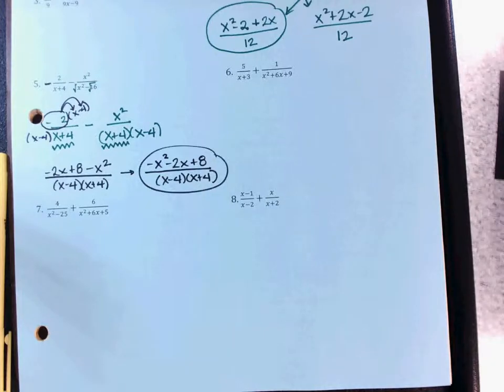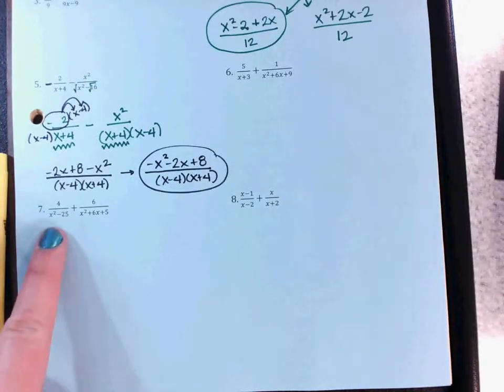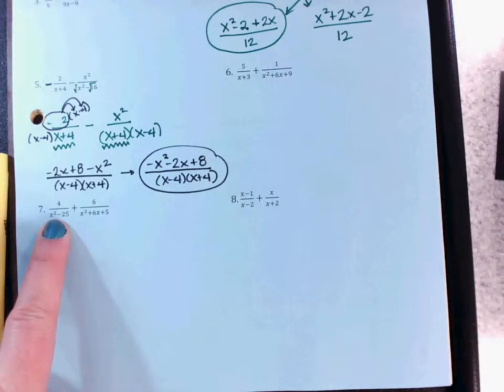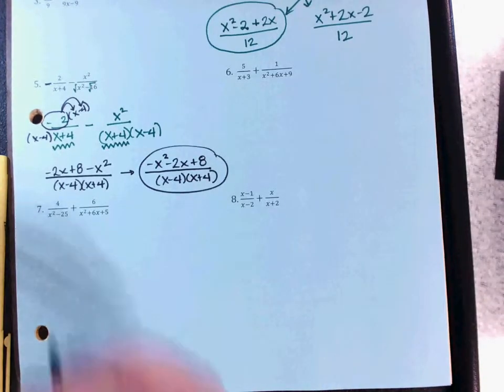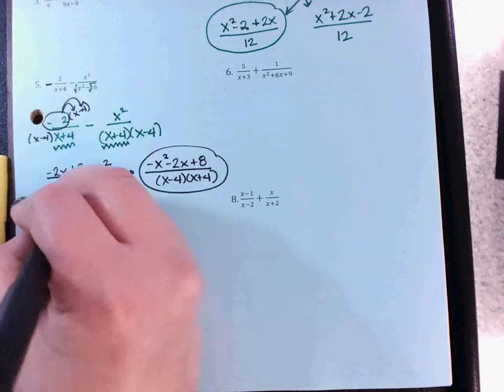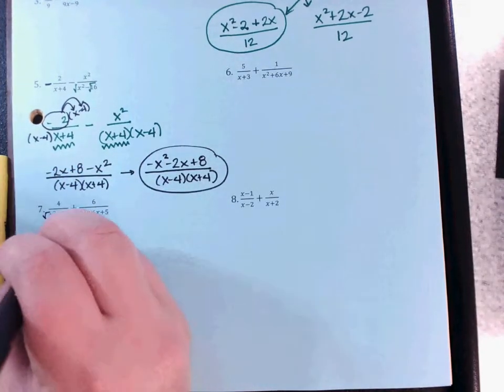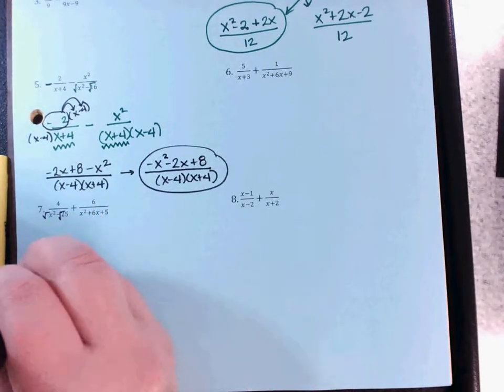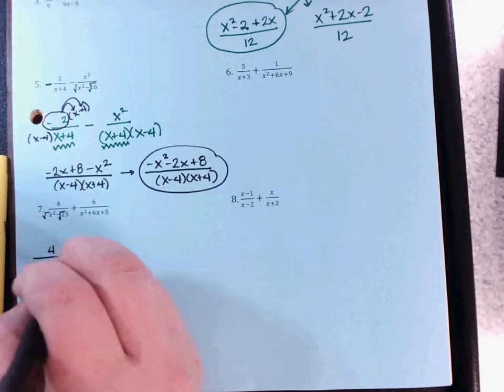Okay, bottom, so now notice on 7, we're going to have to factor both of the bottoms. So let's do this one first. What method is that going to need? Square roots. Square root of x squared is x. Square root of 25 is 5. So I'll have 4 over x plus 5, x minus 5. That one was a shortcut.